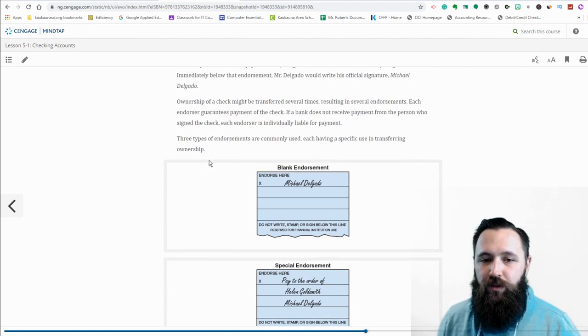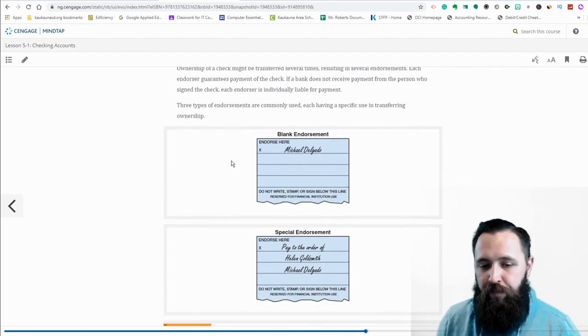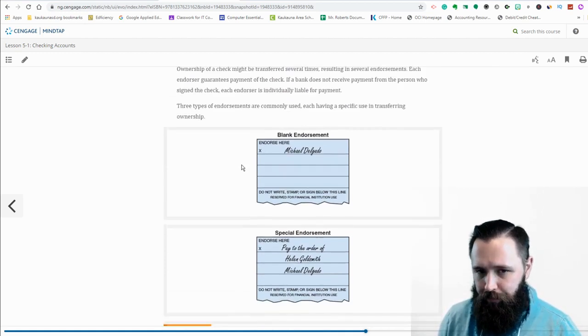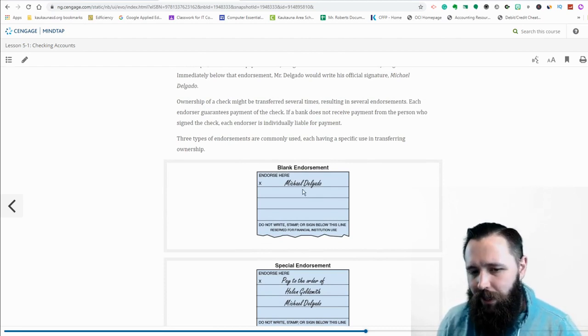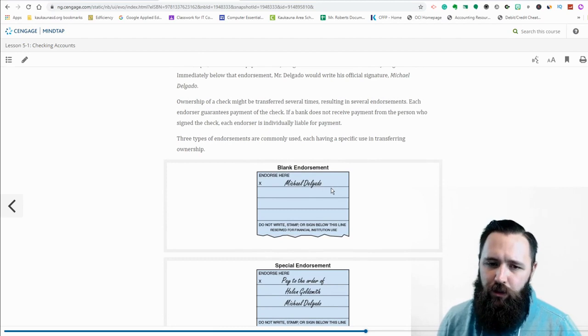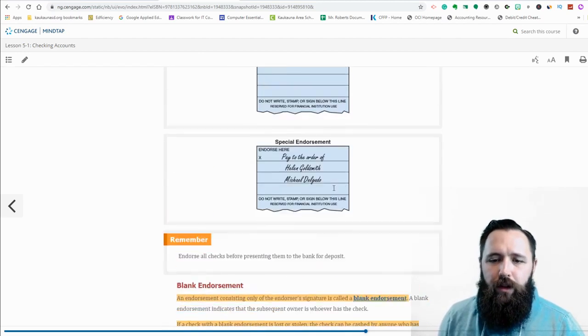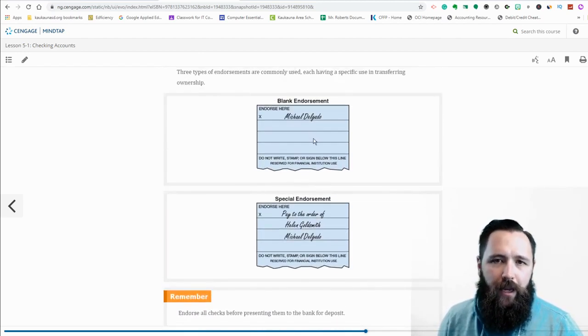So there's 3 types of endorsements that are most commonly used to transfer ownership. Come back to this page, okay, when we start working on the work together until you get used to it. So there's 3 different types. The first one is going to be a blank endorsement.